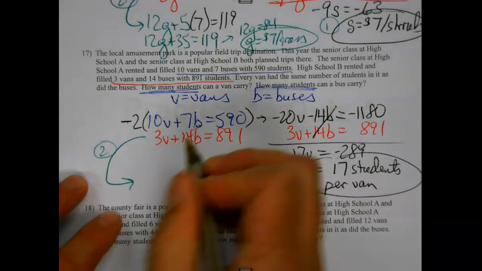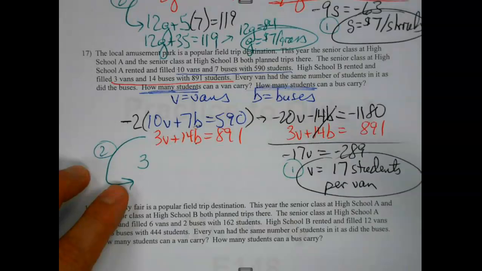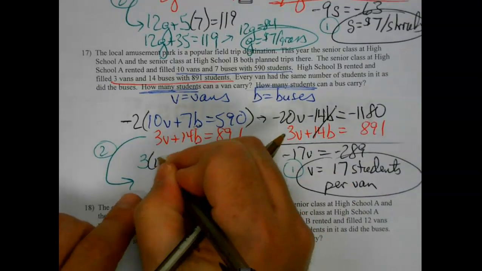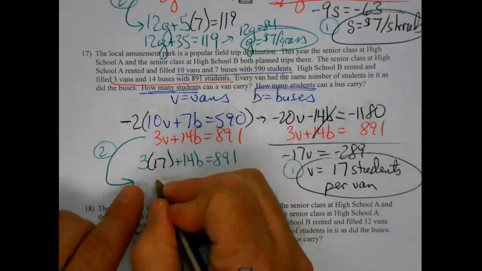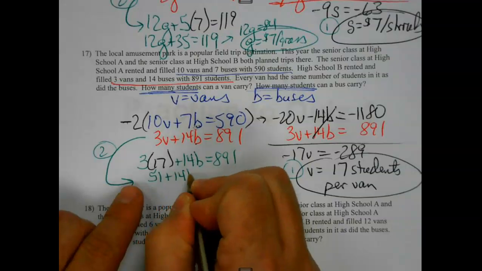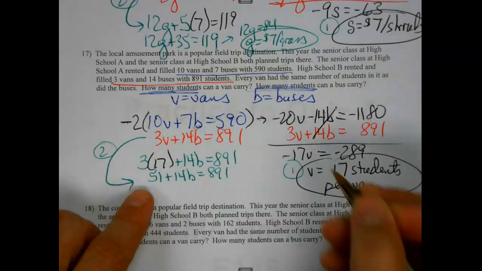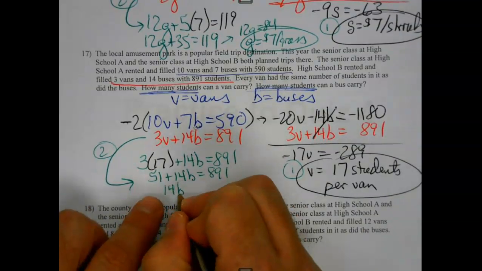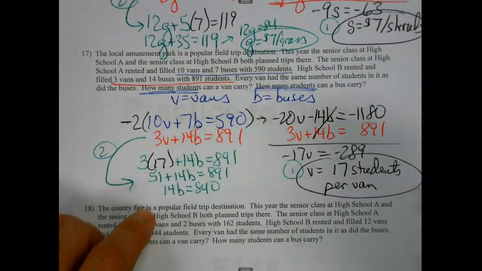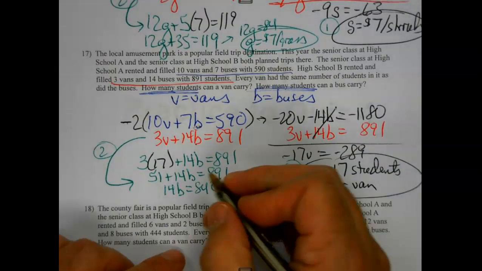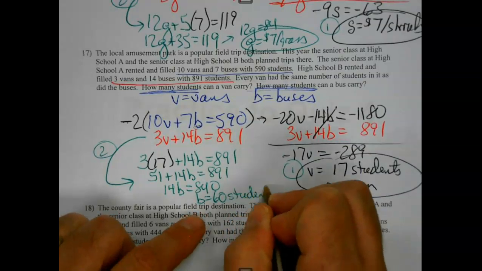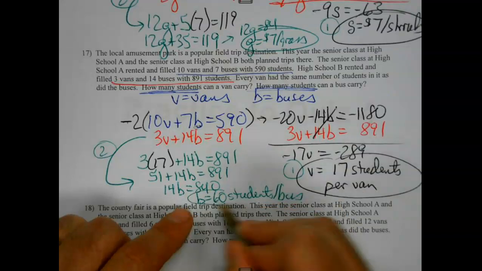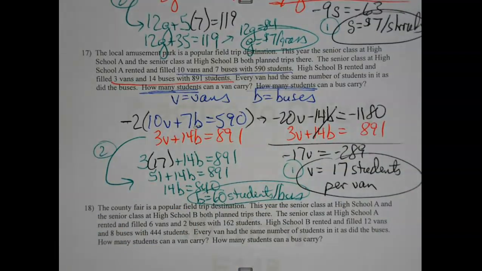Now we're going to get our second one from here. 3V plus 14B is 891. I was going to say, these buses better hold more than the van or this is a problem. Okay. That's just me. That's a really big bus. Okay. If you want to do the last one to check, you've got 17 as an example.